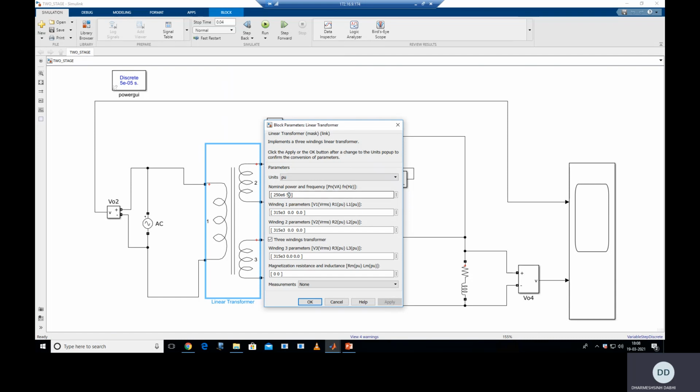So first, set the frequency to 50 hertz. Then we take the transformer as an ideal transformer. So here we put the value of all the resistance and inductance of all three windings as 0, and the magnetizing resistance and inductance also 0, because we assume that this transformer is ideal. So whatever power is transmitted from primary to secondary, both are the same. Clear? And that will not introduce any harmonics.